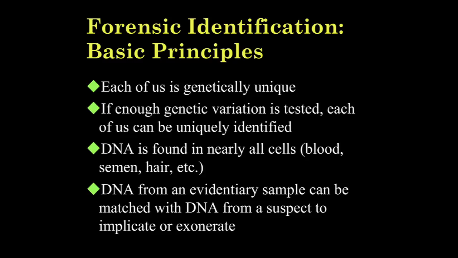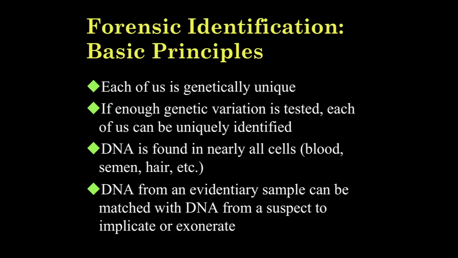Forensic DNA identification has these basic principles: that each one of us is genetically unique, and that if enough genetic variation were tested, each one of us could be uniquely identified. And as I just mentioned, DNA is found in all cells: blood, semen, hair, virtually any cell with a nucleus.